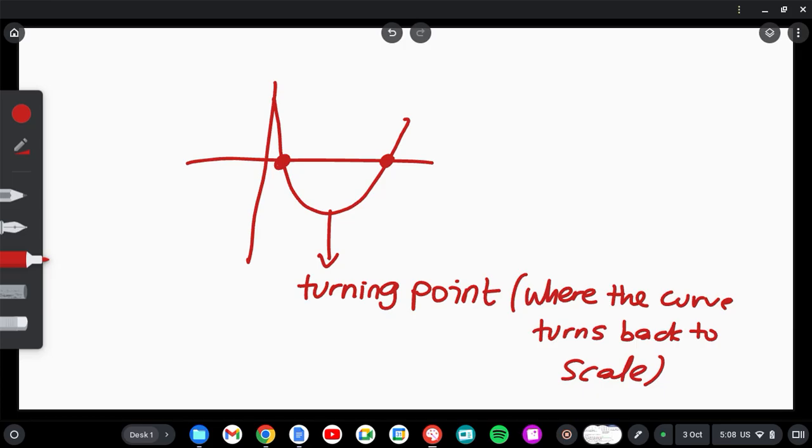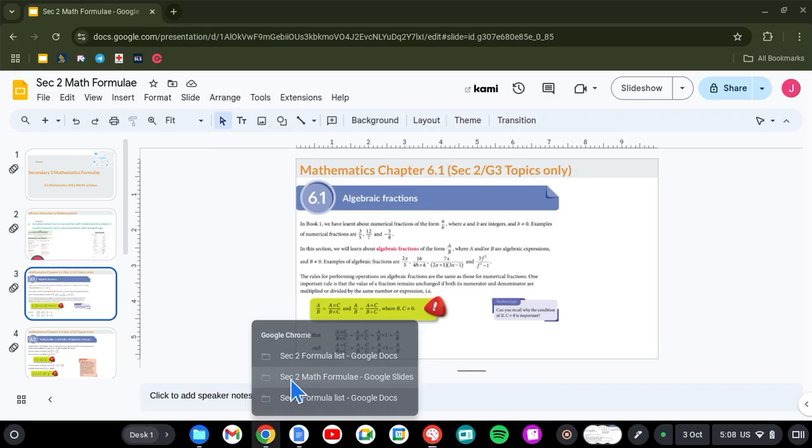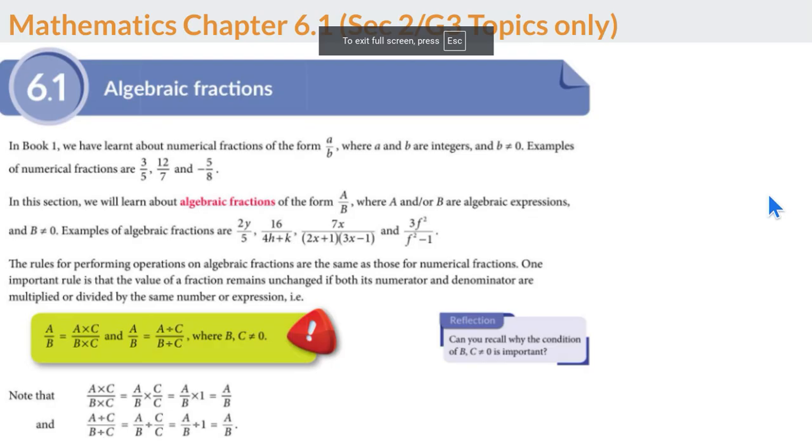Okay, then chapter 6. Chapter 6 is the one that I want to cover here. Chapter 6.1 is algebraic function, not function, algebraic fraction. There's one important rule you need to remember, which is a over b equals a times c over b times c. Same thing goes for divide.